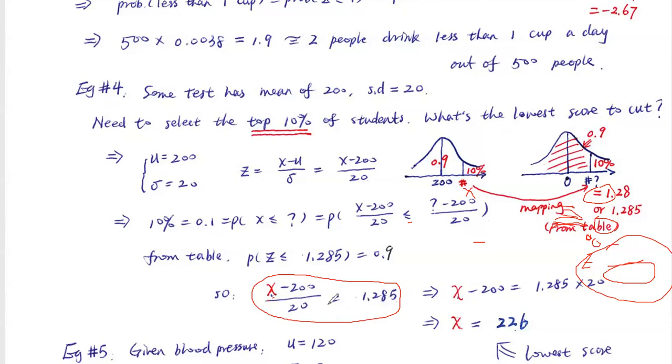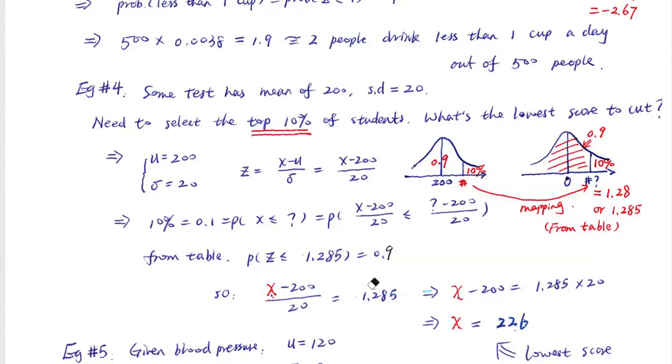Both sides multiplied by 20, cancel that, multiplied by 20. So then you have this side, follow me? X minus 200 is equal to this part. Now what's next? That's probably middle school, elementary school math. So both sides plus 200, then you got 226. That's the cutoff we are getting.